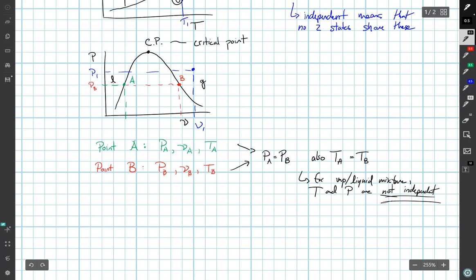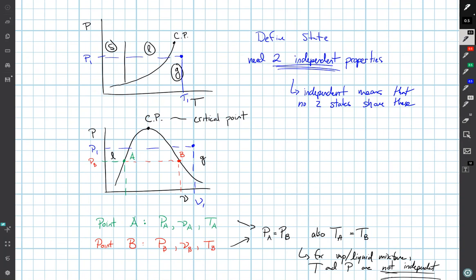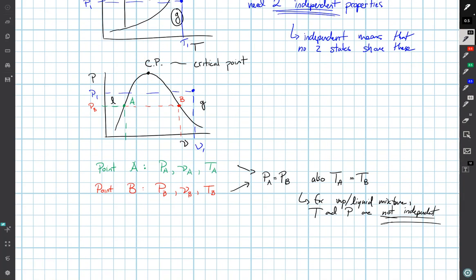Okay, so if we have something like a normal liquid or a normal vapor, then temperature and pressure are independent. But for something that's boiling, temperature and pressure are linked because it's boiling. So we would need 2 different properties. Right here, we define them by the independent properties, pressure and specific volume.